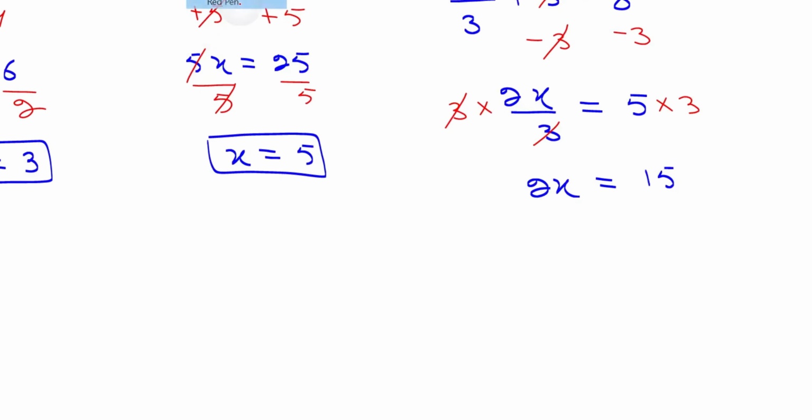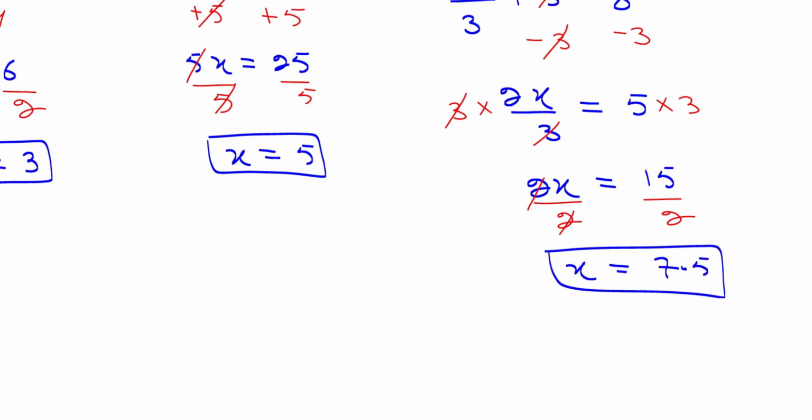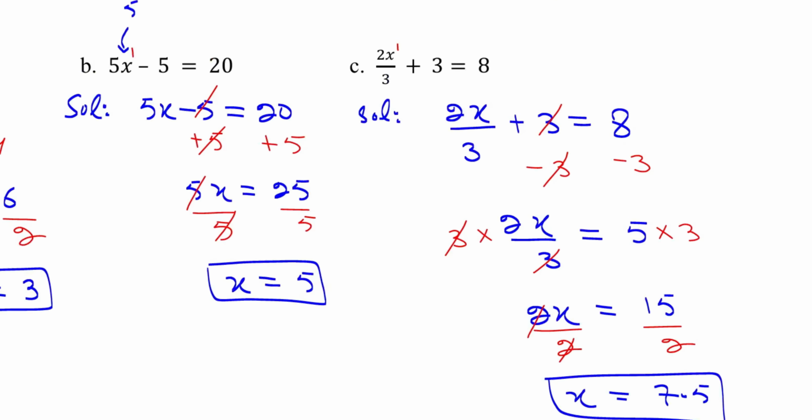Next, you will divide both sides by 2. So 2 cancels, and you will get x equals 15 divided by 2, which is 7.5. And this is the x value. And you can check it. You will just put the value of x, 7.5, then times 2, you will get 15. 15 divided by 3, and then plus 3, you will get 8. You can verify this value this way. So, hope it makes sense.